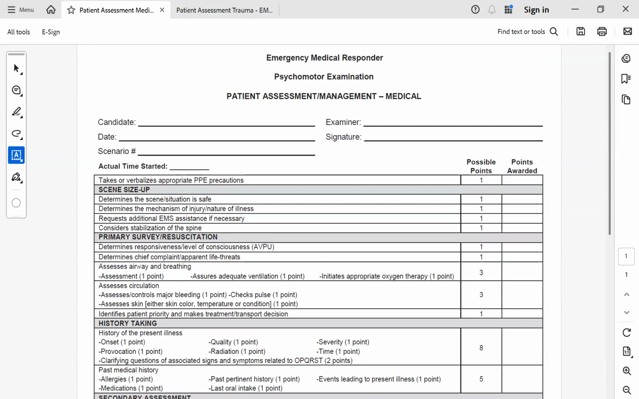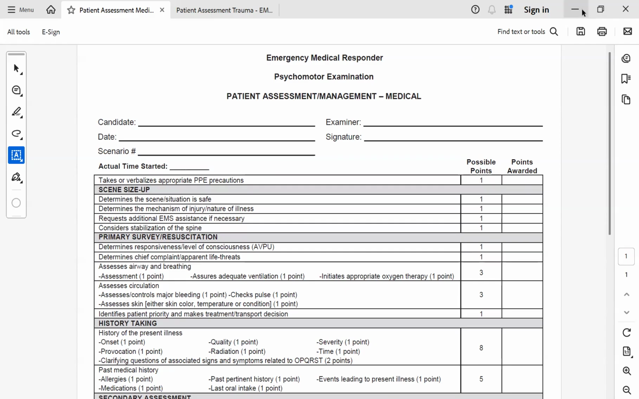So this is our scene size up. And this one is the sheets that I gave you. You can print those off if you need to. So we're going to be going through scene safety, physical hazards of the scene, mechanism of injury, nature of illness, resource determination, number of patients, and standard precautions. So as we look at these sheets, we have our PPE, scene safe, mechanism of injury, additional EMS, and we have additional things that we add on here like C-spine precautions. This is our scene size up right here. This is chapter 9 that we're going to be talking about.